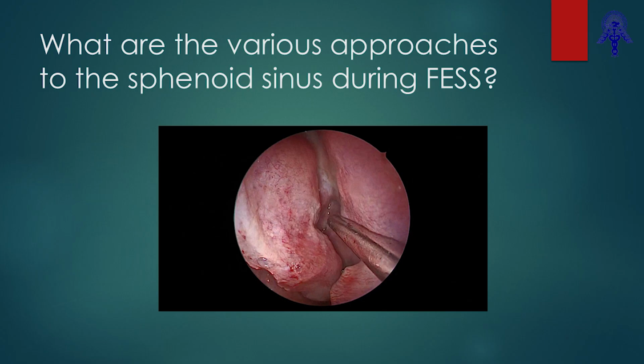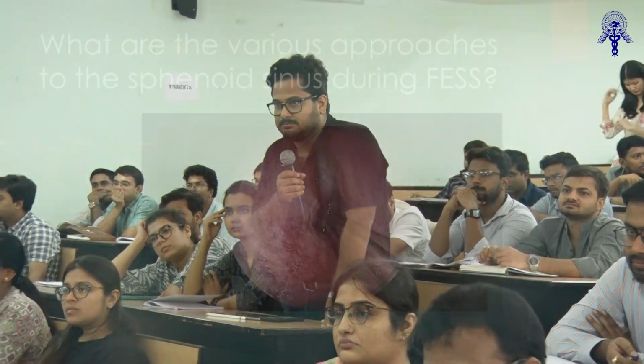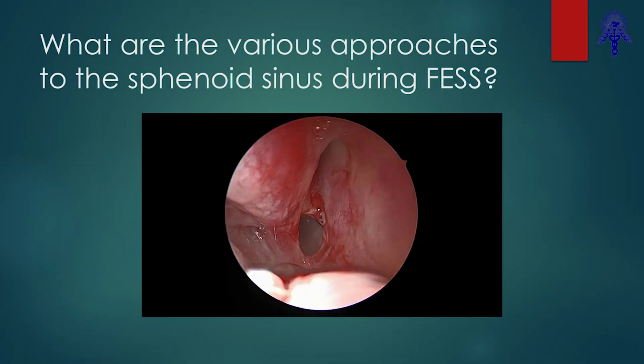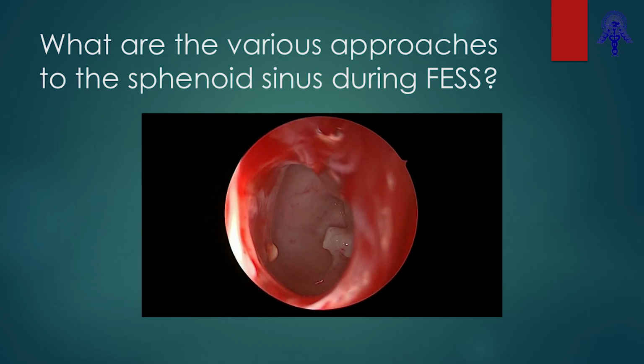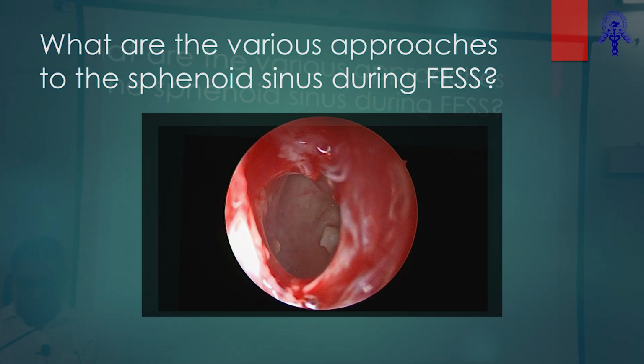What are the various approaches to the sphenoid sinus? Anyone else who can answer? Approaches, intranasal approaches, how to approach the sphenoid sinus? Medial, intermediate and lateral approach. Most commonly we do the intermediate or the medial approach. So fine, I'll just show you, for those who are not familiar with this. You are going behind the superior turbinate, identifying the natural ostium and opening. That is just like opening the natural ostium of the sphenoid sinus. That is the median approach or paraseptal approach.